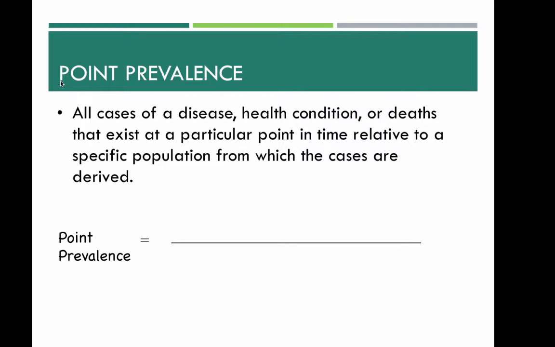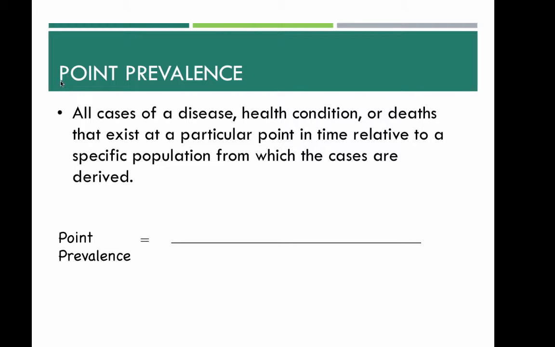Okay, so there are two types of prevalence. The first is point prevalence, and the second is period prevalence. So point prevalence refers to all cases of a disease, a health condition, or death that exist at a particular point in time relative to a specific population from which the cases are derived. So what does this mean exactly?